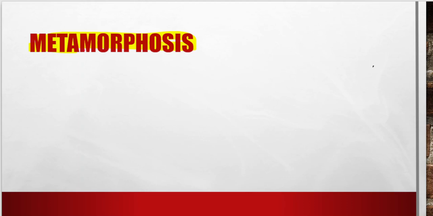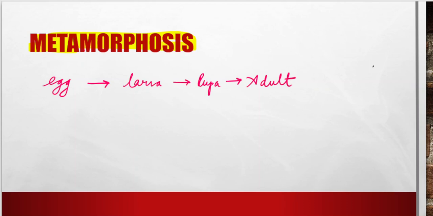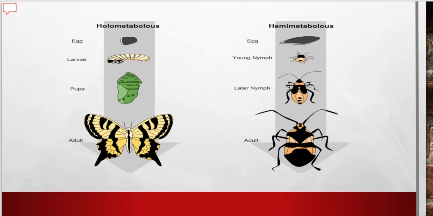In insects, there is an egg stage, and then from egg to larva, from larva to pupa, and from pupa to adult. The egg size is very small. I will show the image. You can see the egg size. This is an egg. Then you have larva, pupa and adult. Just see the egg, larva, pupa and adult. You can see that the external morphology is changing.